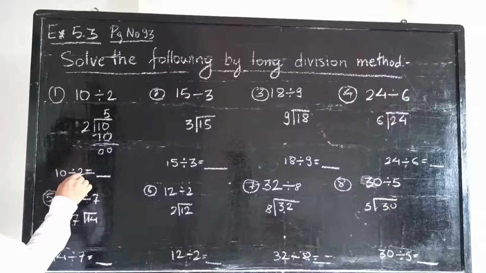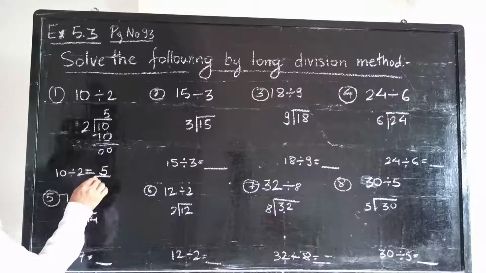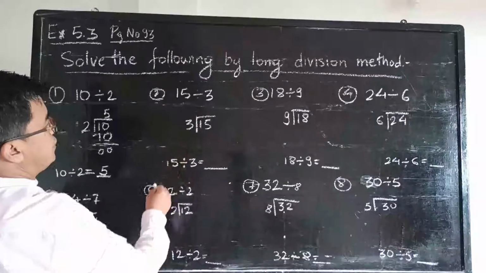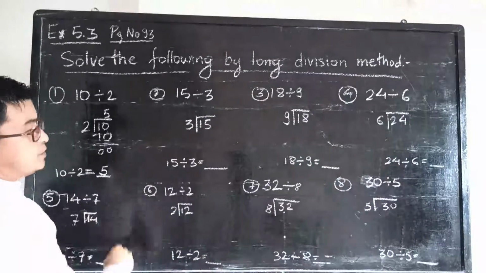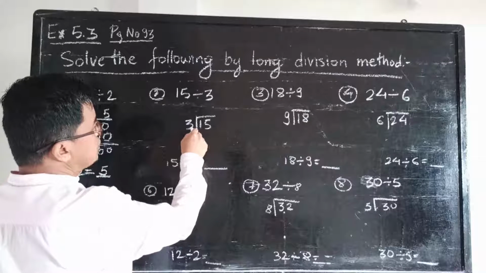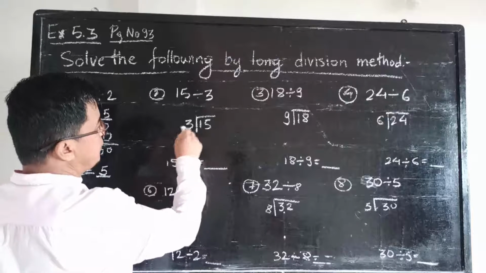So 10 divided by 2 is equal to 5. Next one, 15 divided by 3. Here 15 is the dividend and 3 is the divisor. Now, you cannot take 1 because 1 is smaller than 3. You have to take both numbers, 1 and 5, 15.